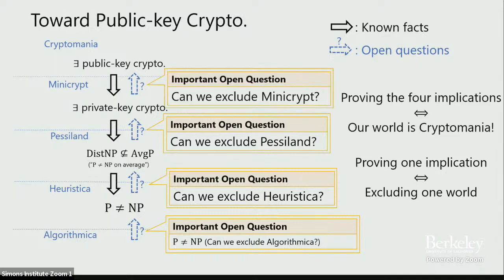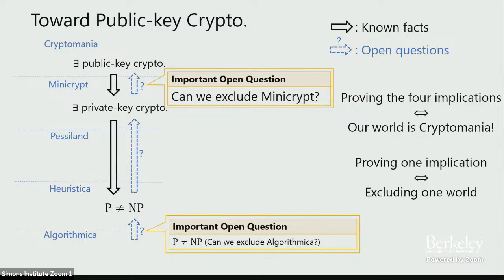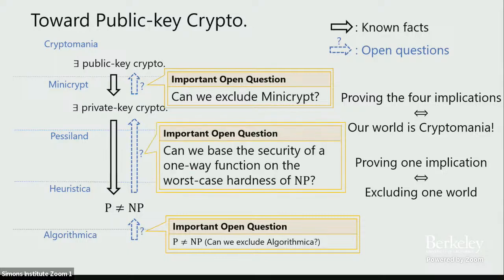And if we can prove all the implications, then we can establish that there is a public key crypto system. And the main question we would like to address in this work is whether we can eliminate Heuristica and Pessiland simultaneously. So that corresponds to this question, namely, assuming that NP is hard in the worst case, can we show that there is a one-way function or private key crypto system?